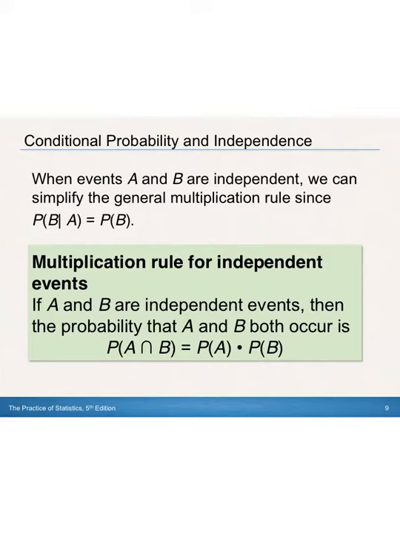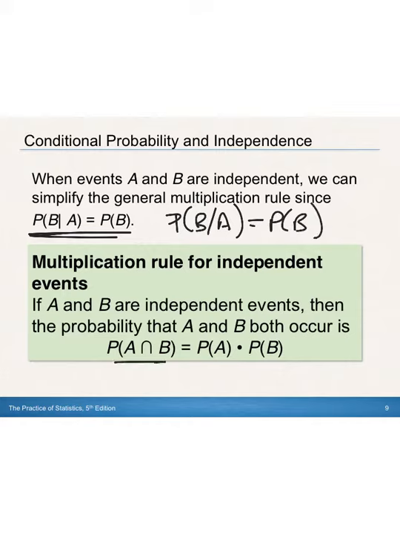So here we have this notation. When events A and B are independent, we can simplify the general multiplication rule. Because A and B are independent, the probability of B, given that A has already happened, is just the probability of B, because they're completely separate from one another. So if A and B are independent events, when you're finding the probability of A and B, remember that's your little intersection, it's just the probability of A times the probability of B.